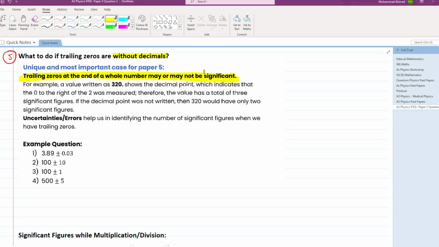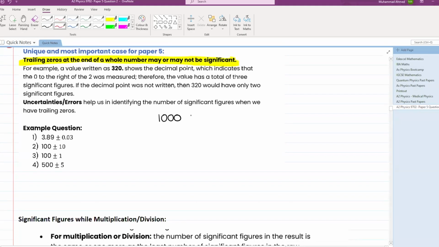Now let's say you have a number like this, 1000. Whether these three zeros will be significant or not, how will we know that? Very, very easy. For this, we use the uncertainties. Let's say 1000 is written like this, 1000 plus minus 100. Then 1000 plus minus 10. Then 1000 plus minus 1.